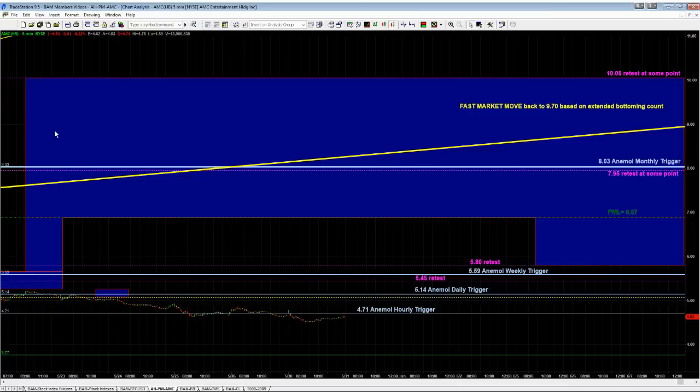Here's what the 5-minute time frame looks like. You guys can see that these Anemoi triggers continue to drift lower, and we'll be in a position here to fairly easily break this hourly trigger tomorrow or the next day, at which point we have a little air pocket here up to this Anemoi daily trigger at 514. That daily trigger will continue to drop about 3 to 5 cents per day.